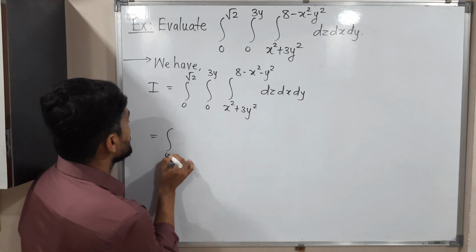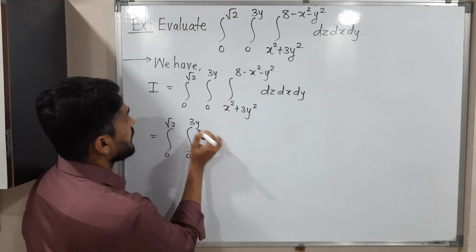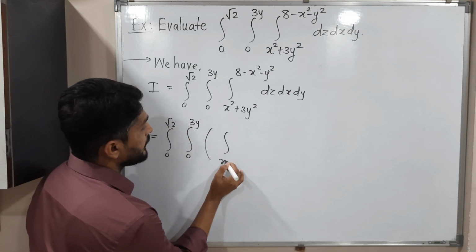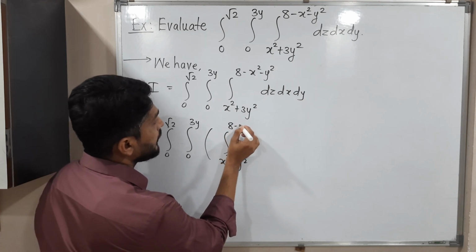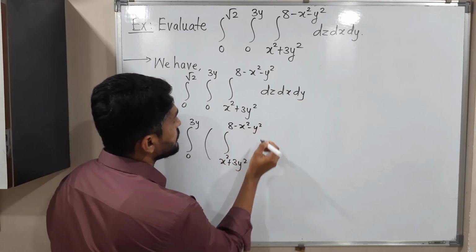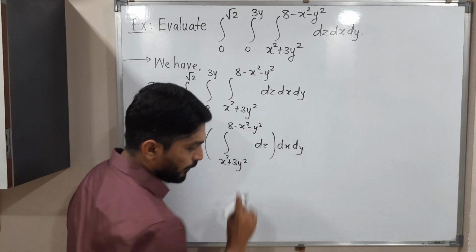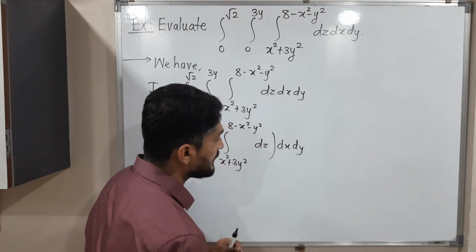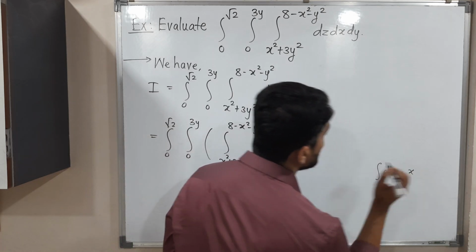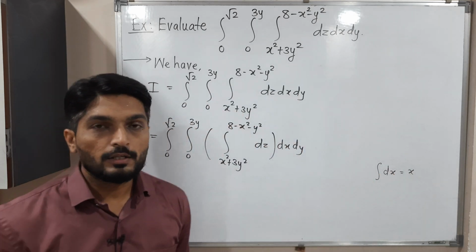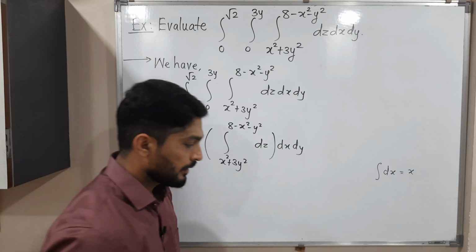Let me write 0 to root 2, 0 to 3y. We are solving the inner integration from x square plus 3y square to 8 minus x square minus y square, dz dx dy. Now what is the integration of dz? The basic formula is that the integration of dx is x. This is a basic formula. So here the integration of dz is obviously z.